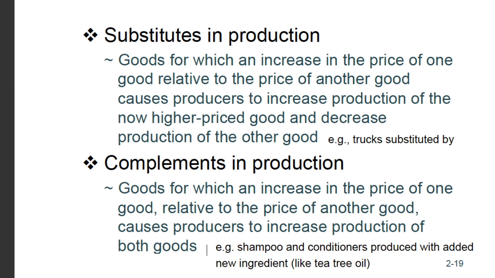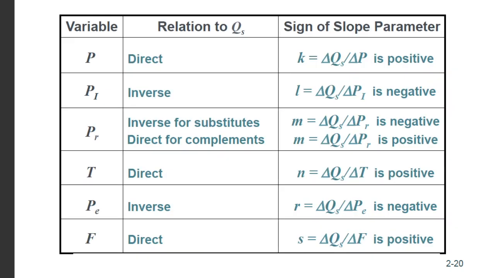Okay. So here are the relationships then. In terms of the relationship between price and supply, as the price increases, there's a tendency for producers to supply more of the product. So that's a positive or direct relationship.